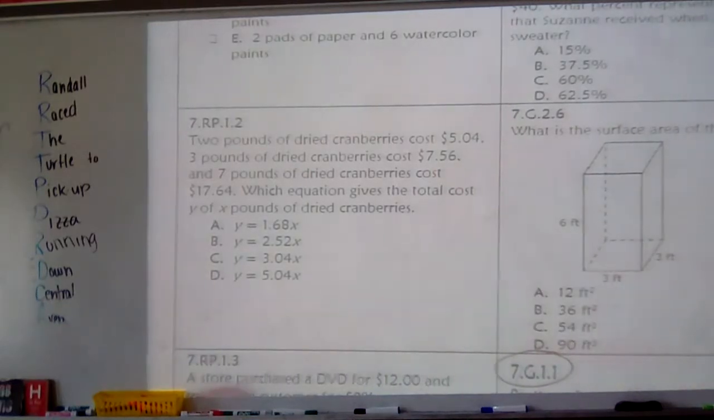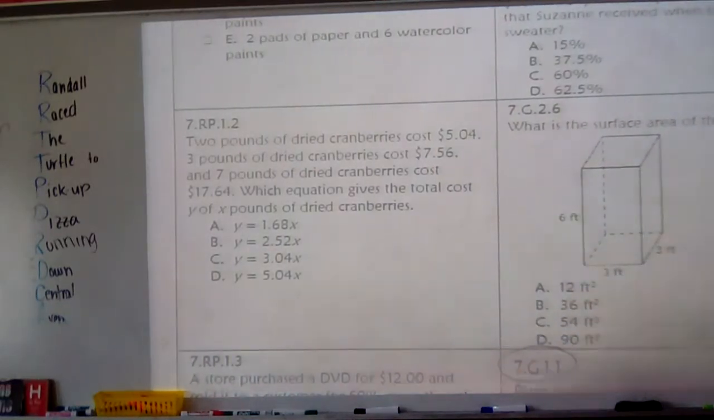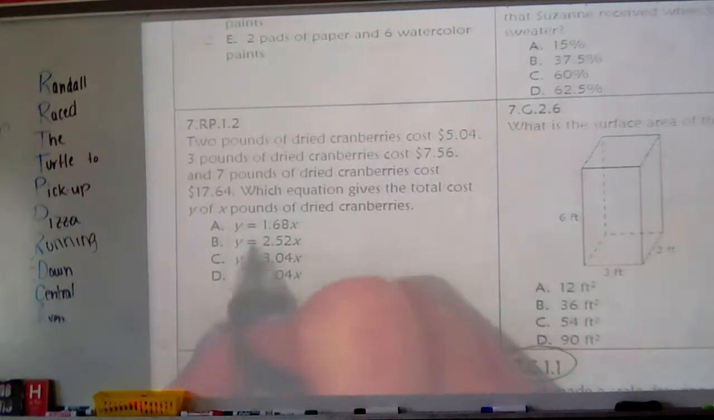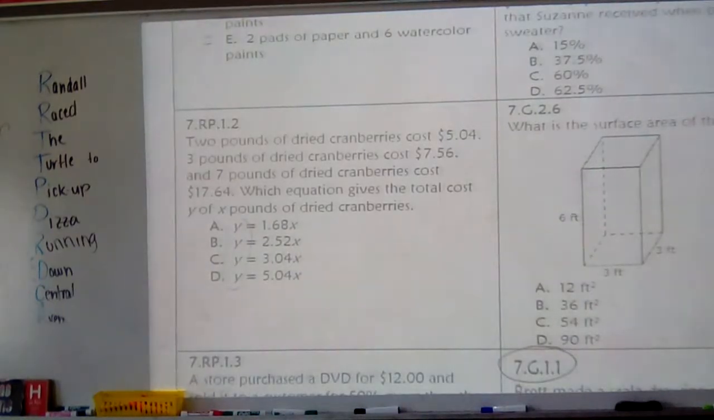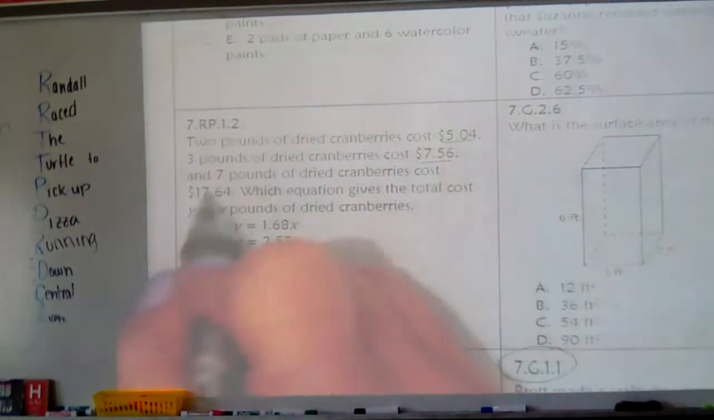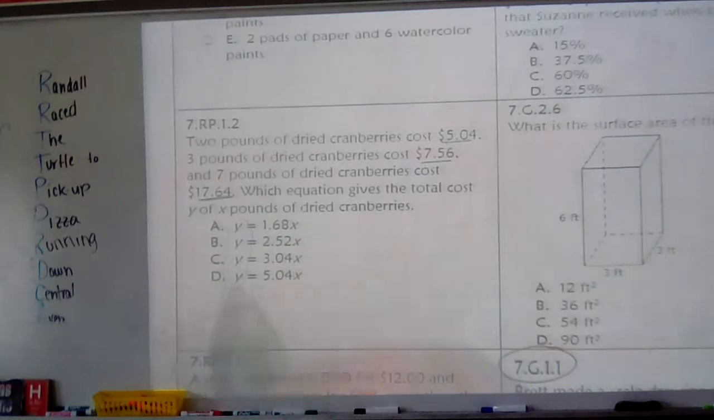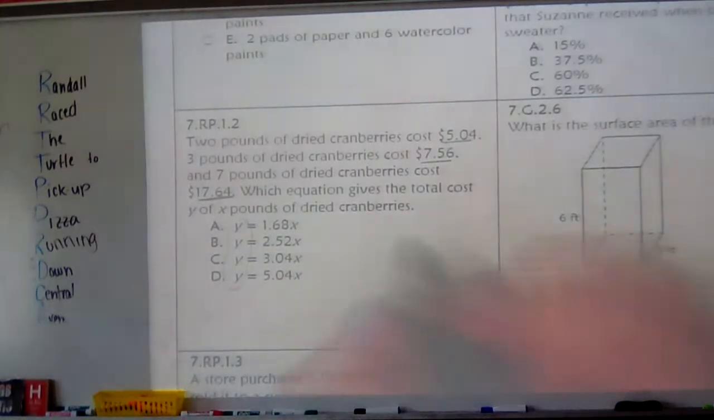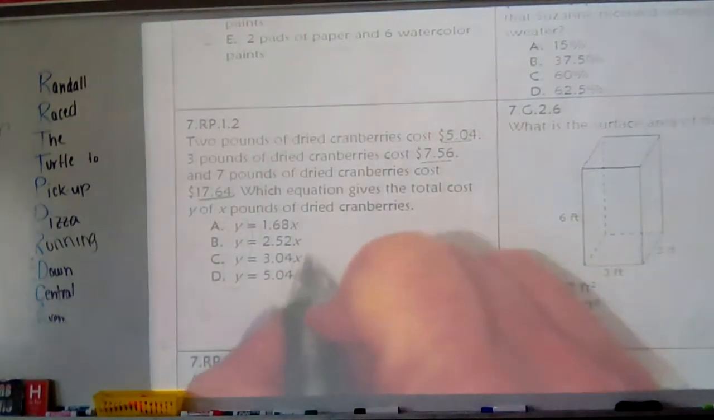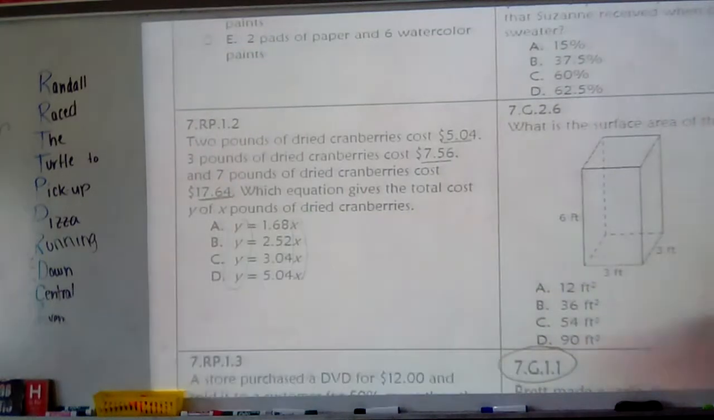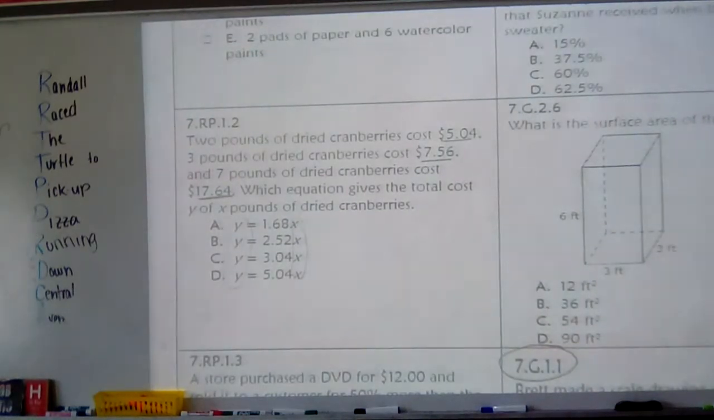So first of all, let's talk about what they mean with the x's and the y's. They're saying that all the y's here in this column represent how much you pay for all of the cranberries. So all of these totals that they gave me would be what y is. And same with x. X is representing the number of pounds. So first I'm just going to give you an example of how they would use this y and x.